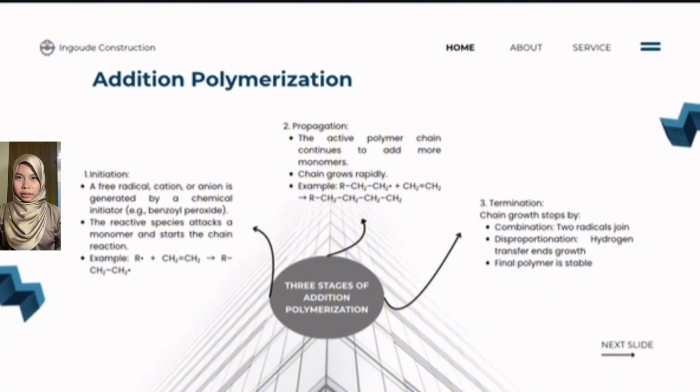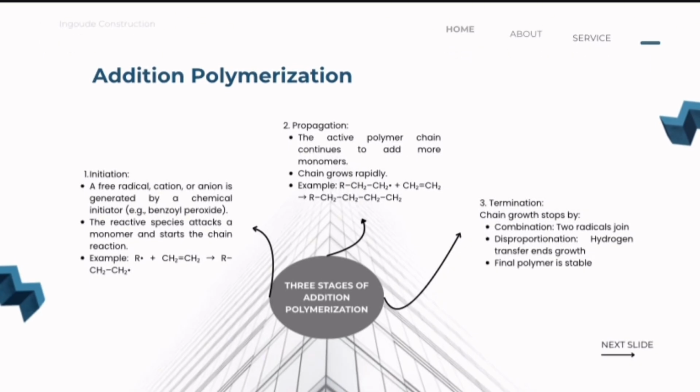Addition polymerization starts with reactive species like free radicals that attack monomers, creating active sites. These sites rapidly add more monomers, forming long chains. The process ends when active chains combine or deactivate, resulting in polymers like polyethylene or polystyrene.